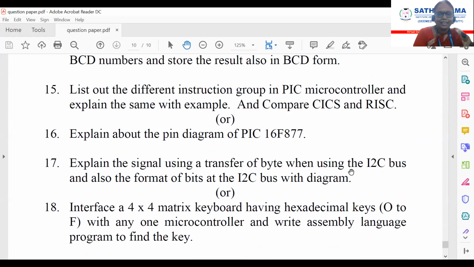And see, I square C bus they have asked. Don't write the 18th question, ma. It is out of syllabus. Jayashree, have you written 15, 16, 17? Ma'am, no, ma'am. Wait, ma'am. Actually 15th is repeating and 16th is your pin diagram. But I think 17th is only the I square C.